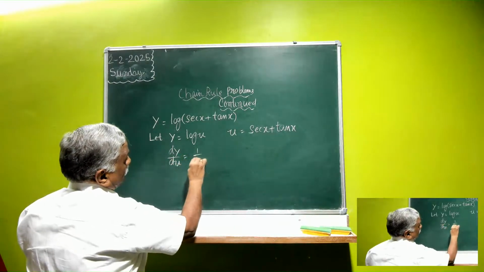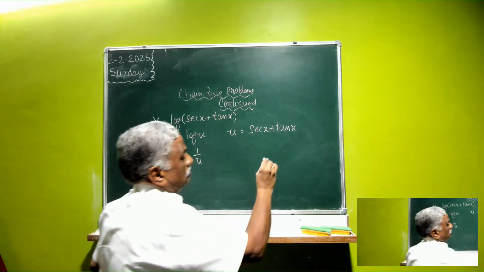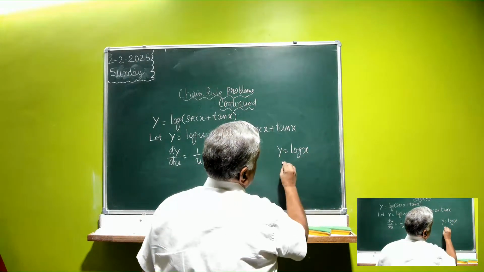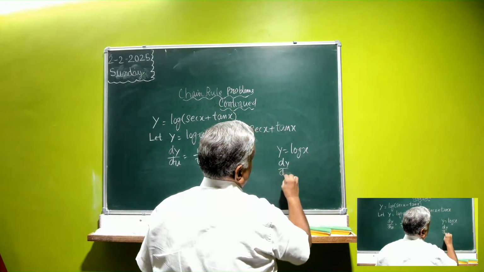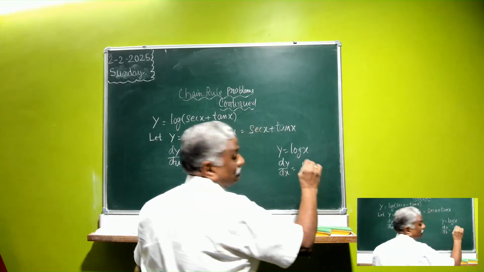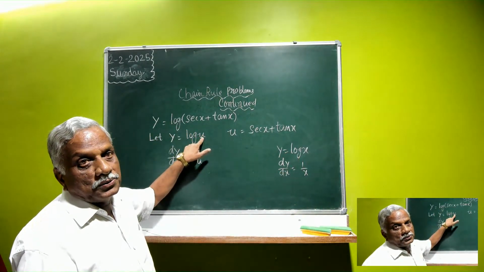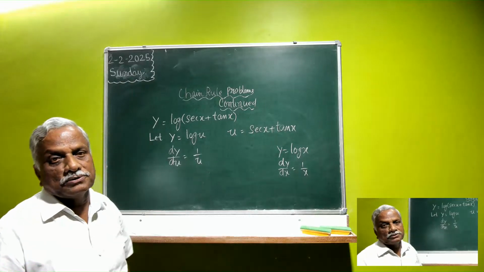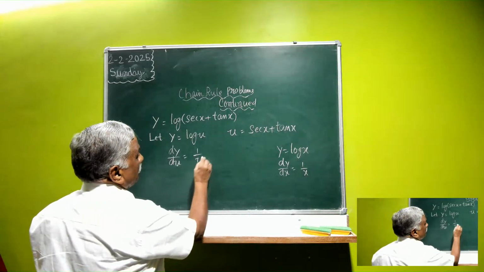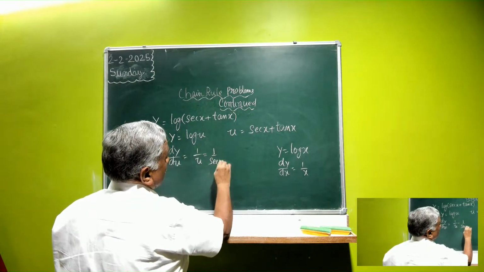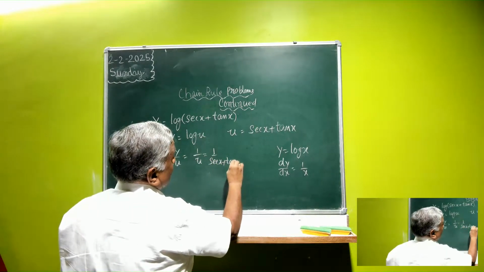It is 1 over u because you can recall that y is log x, dy by dx is 1 by x. So instead of x you have got u, therefore you are writing 1 by u. But what is that 1 by u equal to? What is u? u is secant x plus tan x.